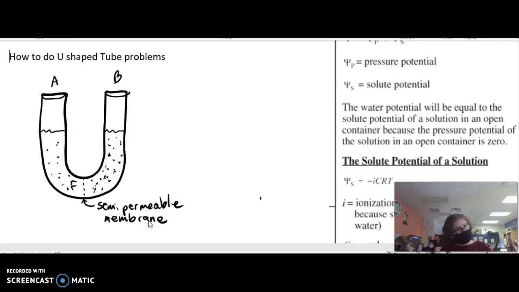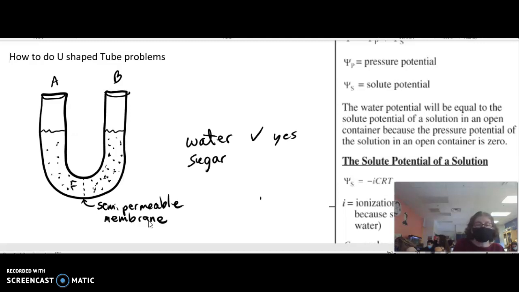Nevertheless, we have these U-shaped tube problems, which give us practice in terms of what kinds of things can diffuse through it and what kinds of situations will cause that diffusion. Usually when you're given a problem like this, you are told what the semi-permeable membrane can and can't let through. In this case, let's say that water can go through, but the sugar dots on either side cannot go through.